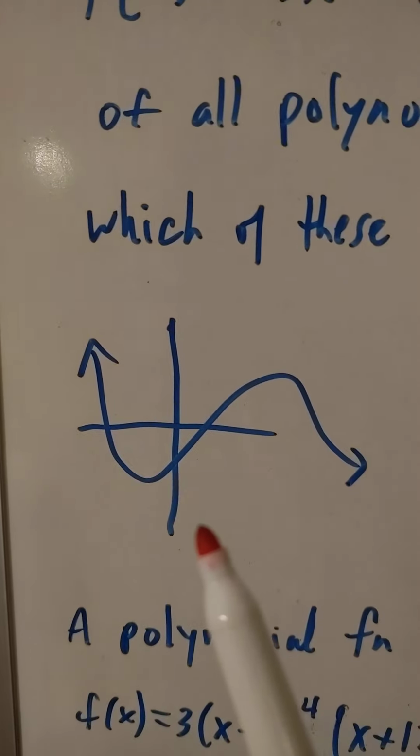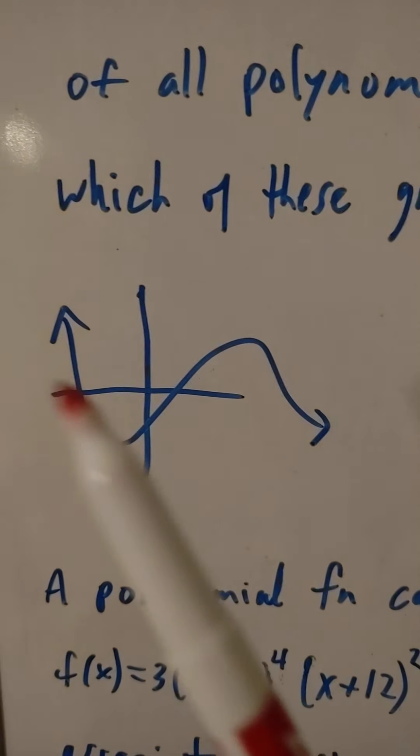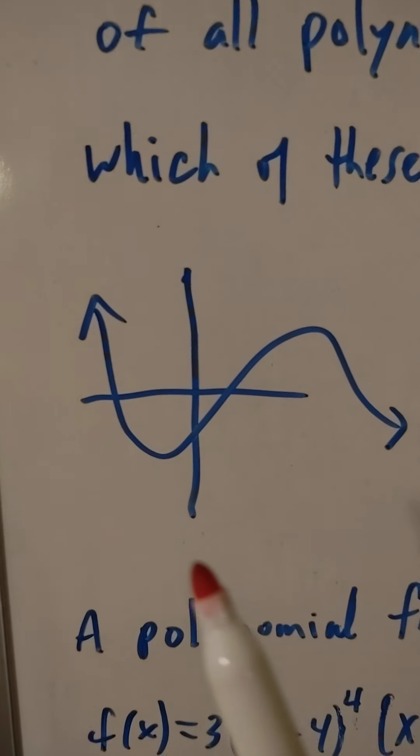Let's look at this one first. Could this be a polynomial function? Yeah, it's smooth and continuous. There's no breaks in the graph, no gaps, and there's no sharp corners. So that could be a polynomial function.